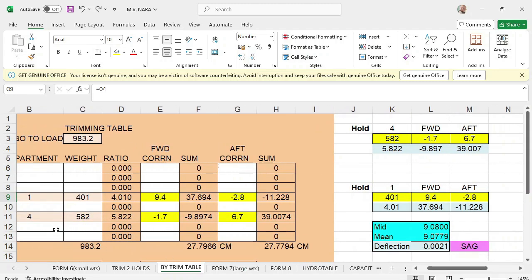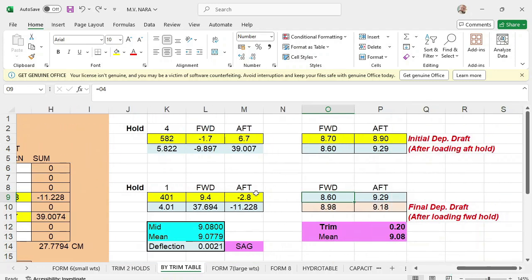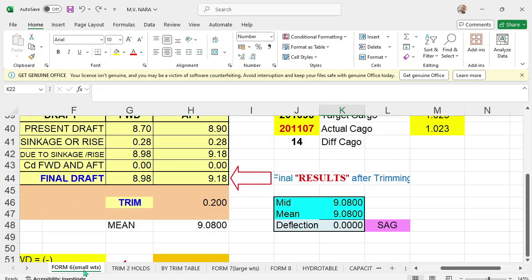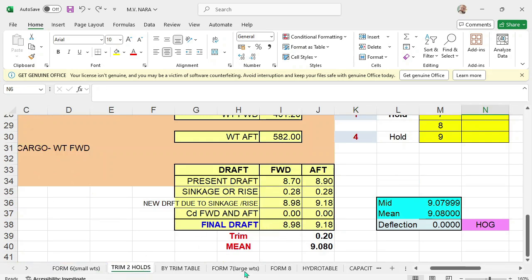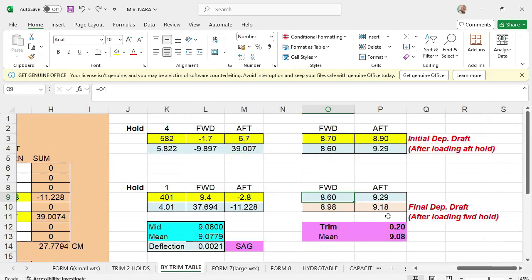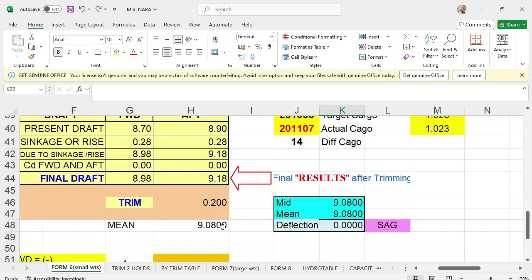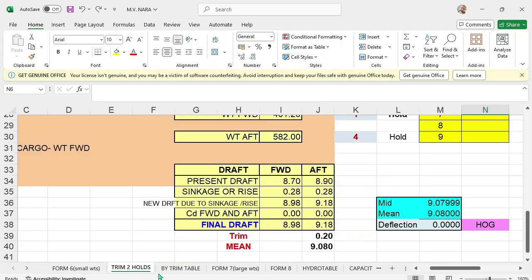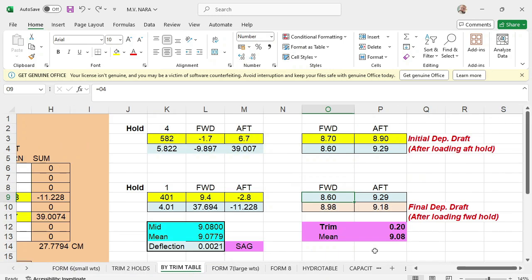Hold number 1 is 401. Your forward correction is 9.4, up correction is negative 2.8. So once you have completed loading hold number 1, your final drop will be 9.98 forward. And your up drop will be 9.18. Got here 9.18 and here 9.18. Your trim is 20 centimeters and your mean is 9.08 and you have a 0 deflection.